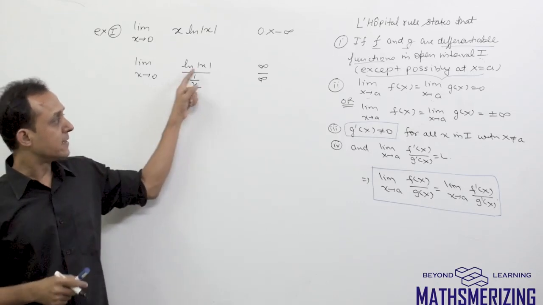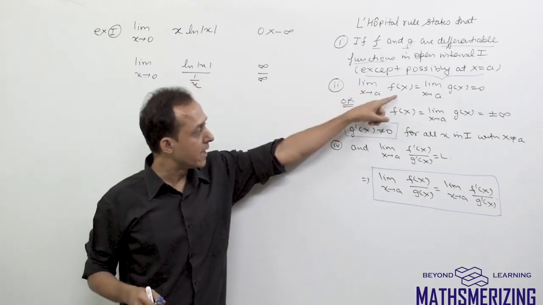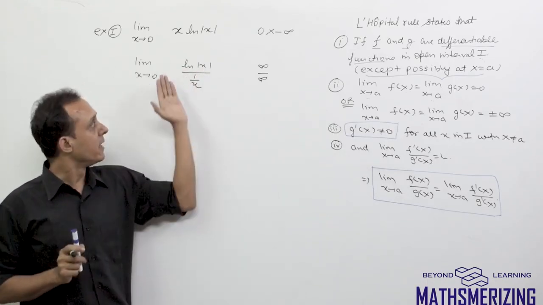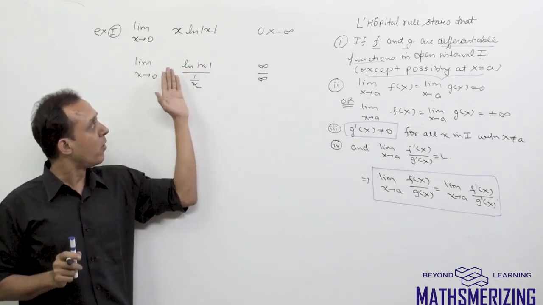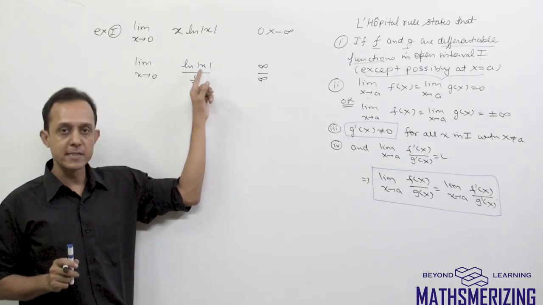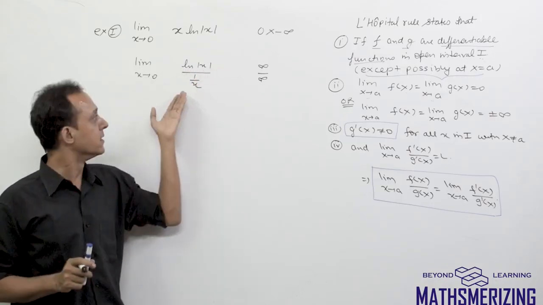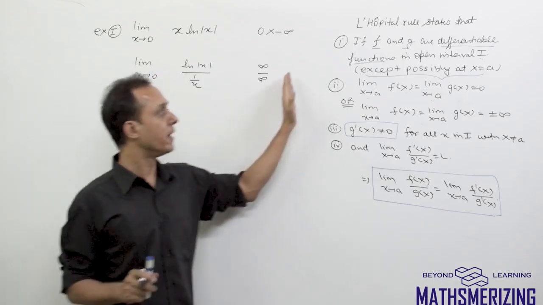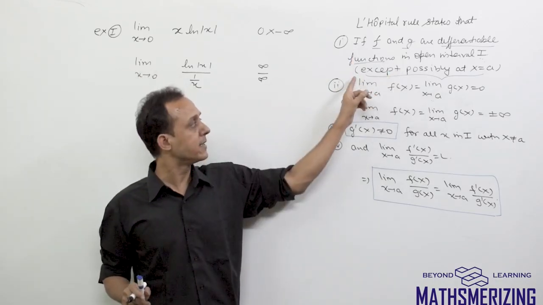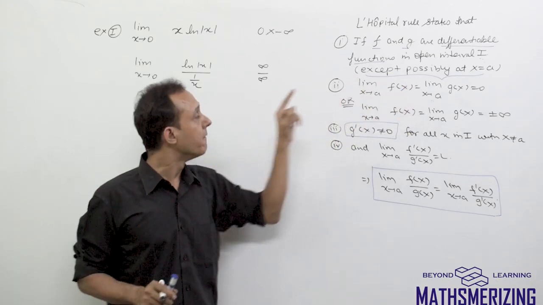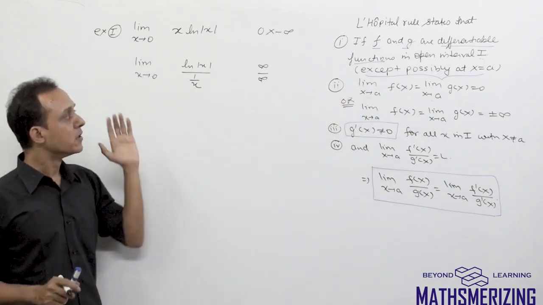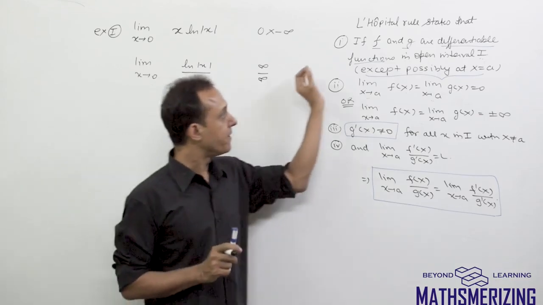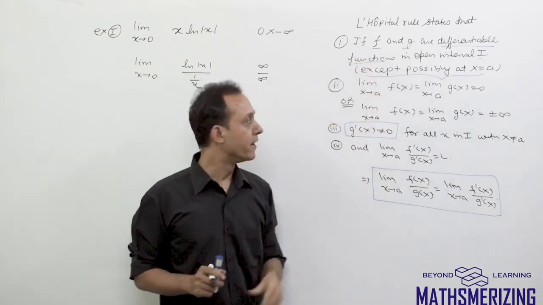So now it satisfies the second condition, which is that it is of the infinity upon infinity form. Now log mod x, this function is differentiable for all values of x except x equal to 0, and 1 upon x is again not differentiable at 0. So here f and g are differentiable in the open interval I except at x equal to a, for which we'll have to find this limit.